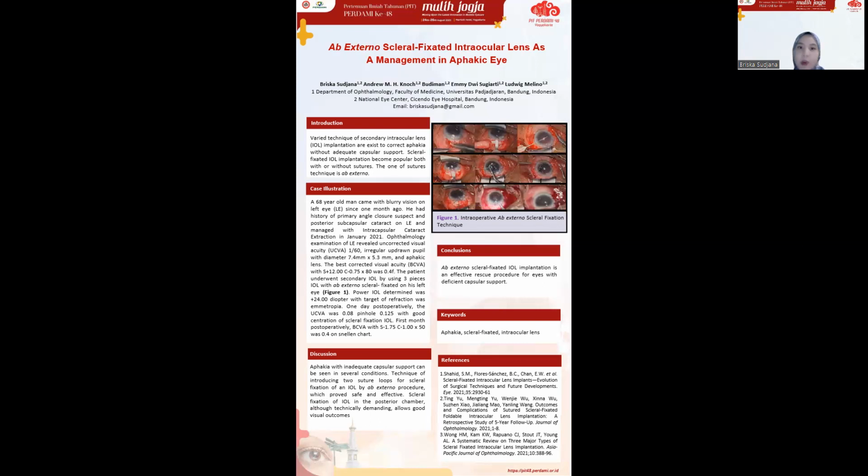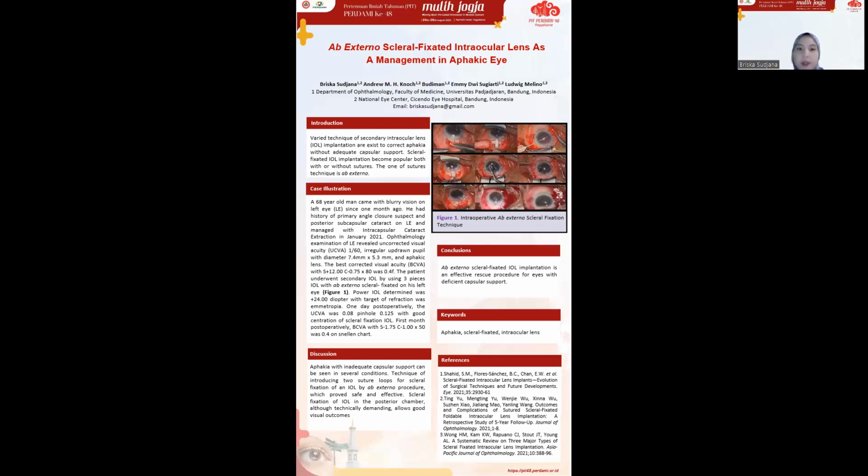The best corrected visual acuity with sphere plus 12 diopter, cylinder minus 0.75 and axis 84 was 0.4 Snellen. The patient underwent secondary IOL implantation using a 3-piece IOL with ab externo scleral fixation on his left eye, as you can see in figure 1.